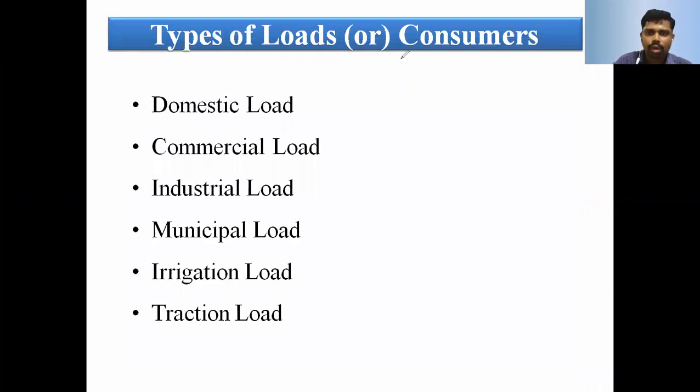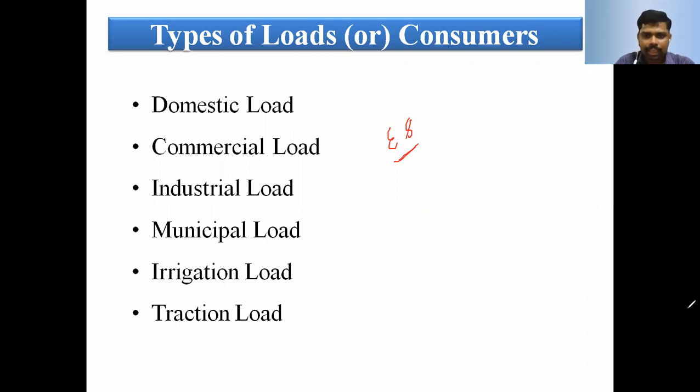Types of load and types of consumers. Actually, consumers are classified into various types: domestic consumer, commercial consumer, industrial, municipal, irrigation, and another one is the traction load. Electric supply is required for all persons. Without electricity, we can't live. Whichever state or country has good electricity, that state or country is economically well developed.